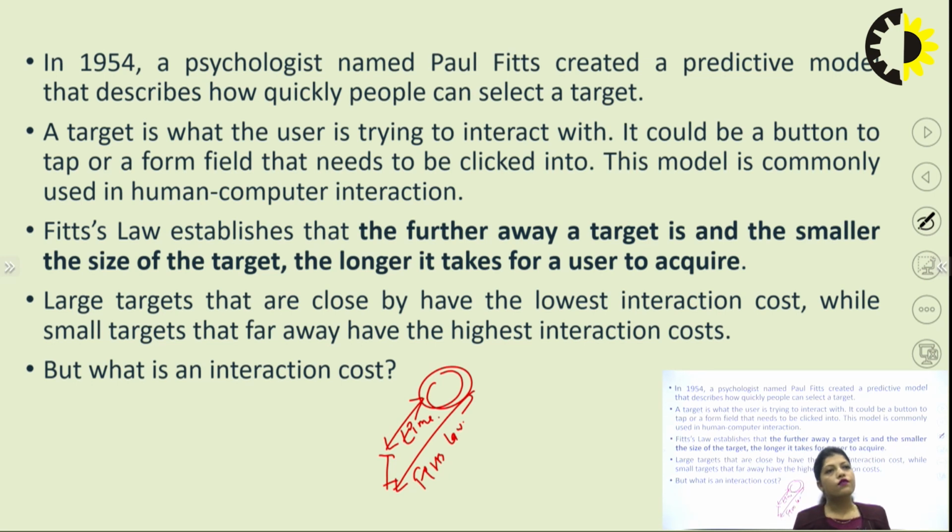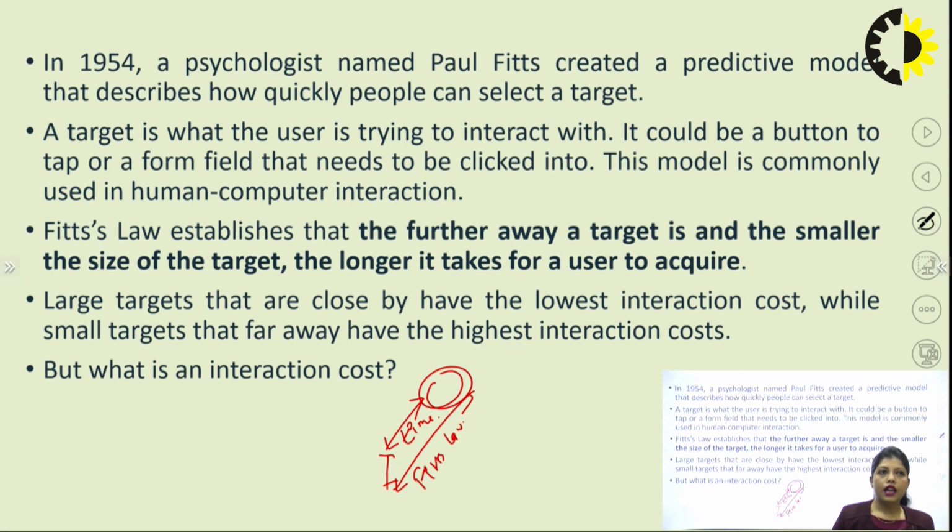Our target is what the user is trying to interact with. The user is trying to click some icon or some object. It could be a button to tap or a form field that needs to be clicked into. This model is commonly used in human computer interaction. For example, when you are searching in Google, or when you open mail through Gmail, there are two options like sign in or sign up. Both options are placed nearly together, so we can predict that these buttons are near to each other.